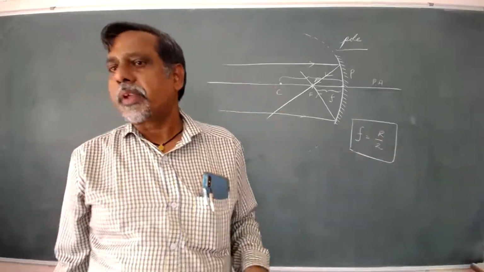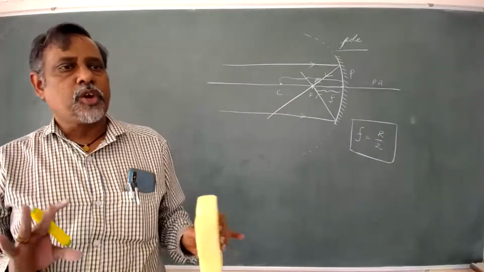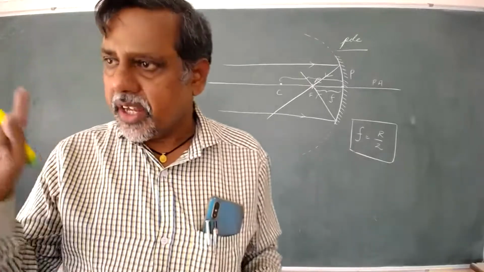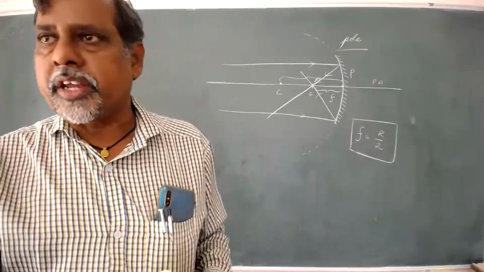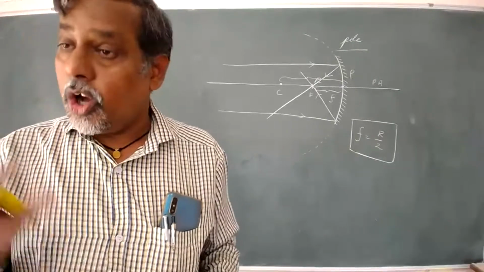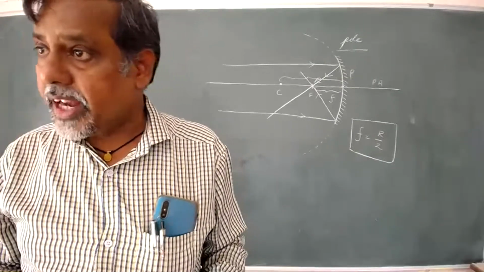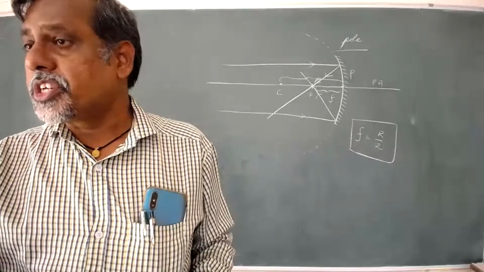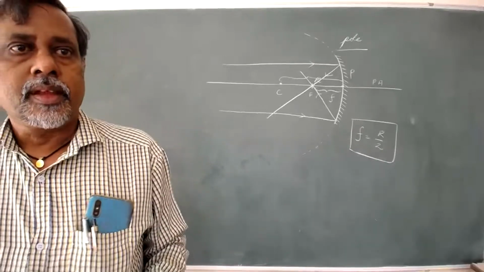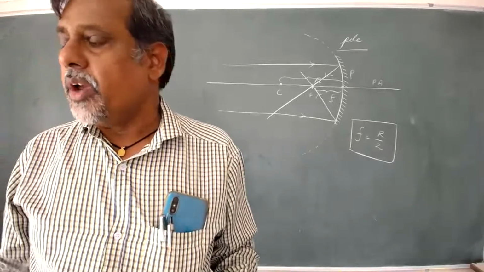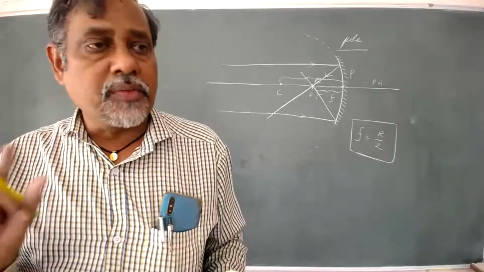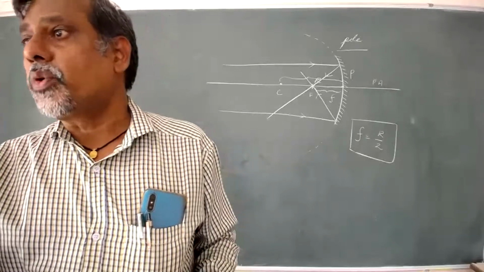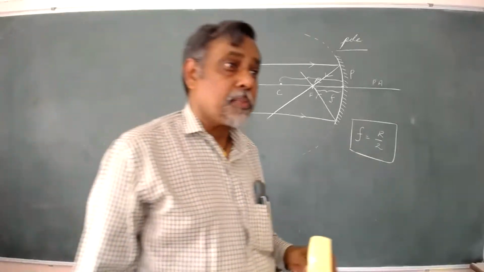Okay, so coming to the convex mirror, we don't come across all the situations, only two situations. One is when the object is at infinity, and the other is when the object is at a finite distance. When the object is at infinity, what kind of image will get formed? A virtual image formed at the focus, which is erect and highly diminished. Understand? Okay, when the object is at a finite distance, then where will the image get formed? Between the focus and the pole.